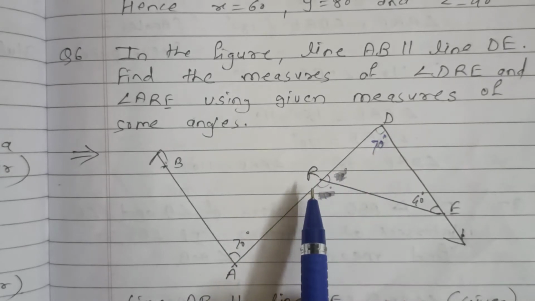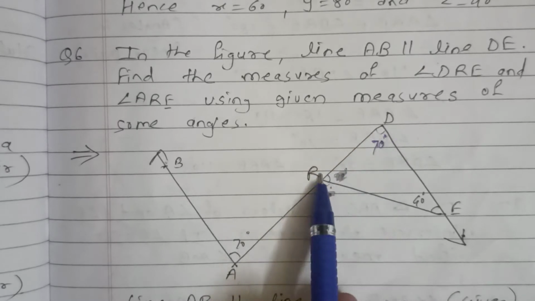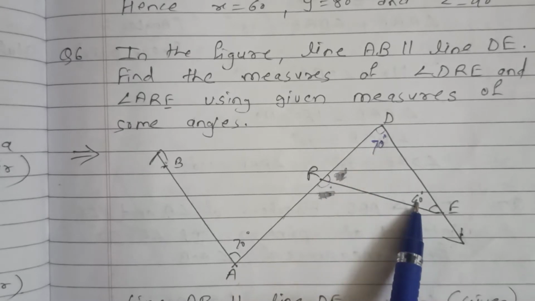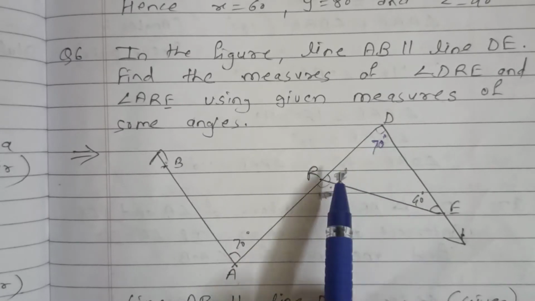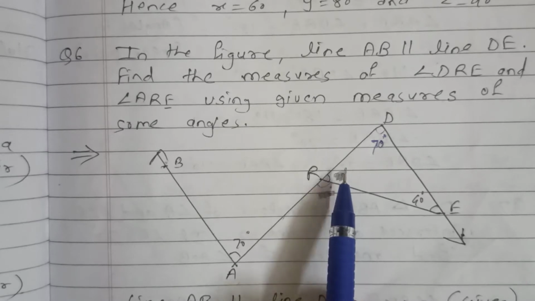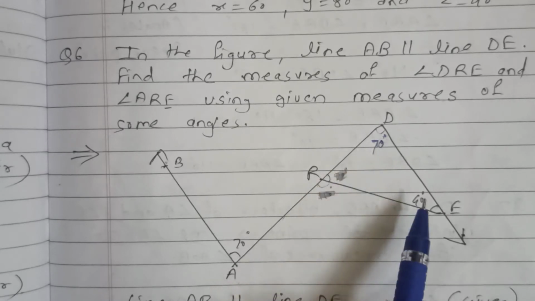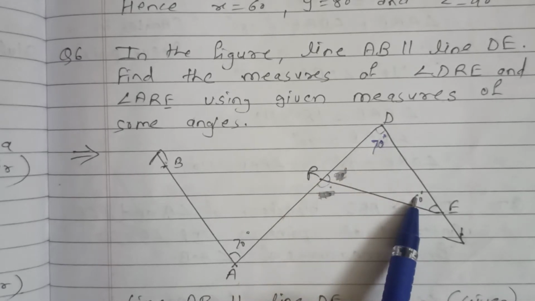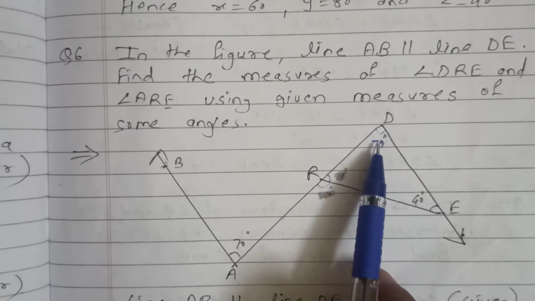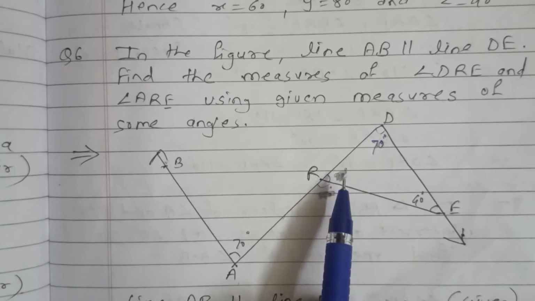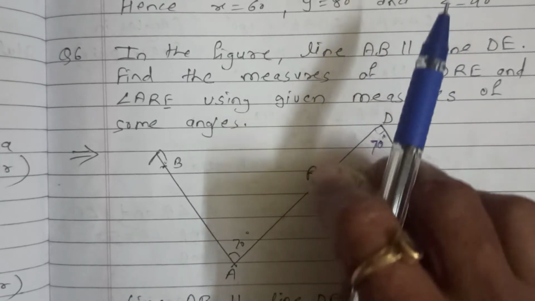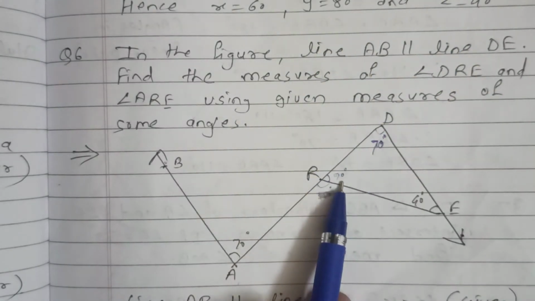Now we can see in triangle DRE, angle D is 70 degrees and angle E is 40 degrees, so we can find angle DRE. How do we know that? The sum of the measures of the three angles of a triangle is 180 degrees. The sum of these two angles, 70 plus 40, is 110 degrees. Subtracting 180 minus 110, we get 70 degrees. This means the answer of angle DRE is 70 degrees.